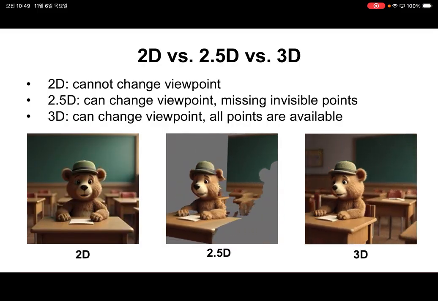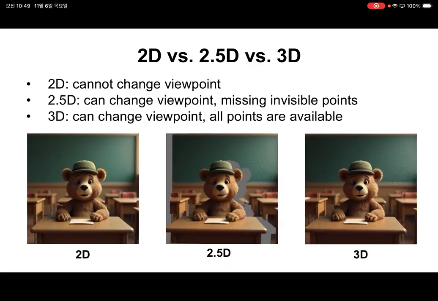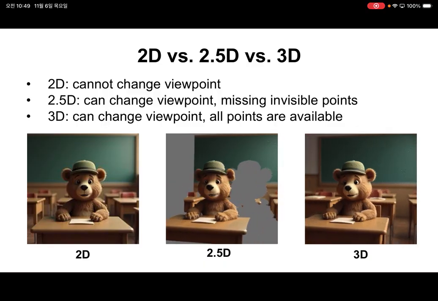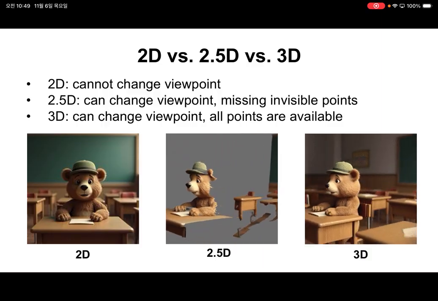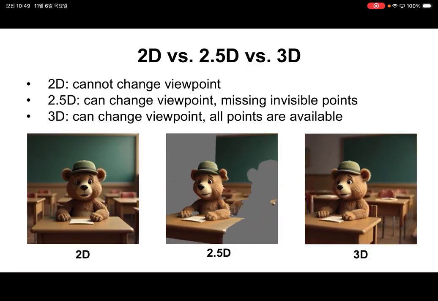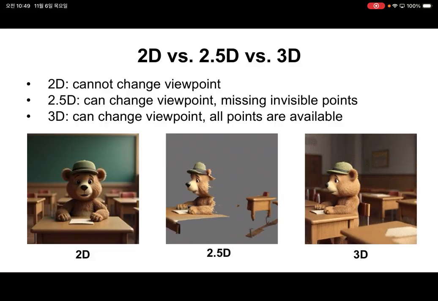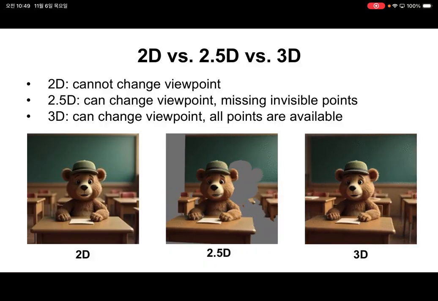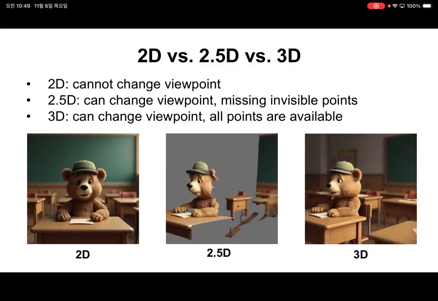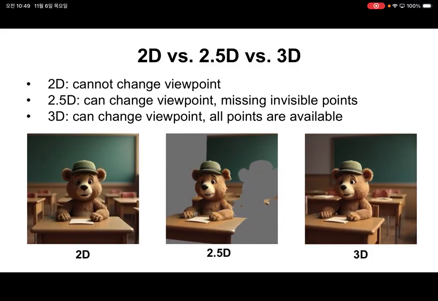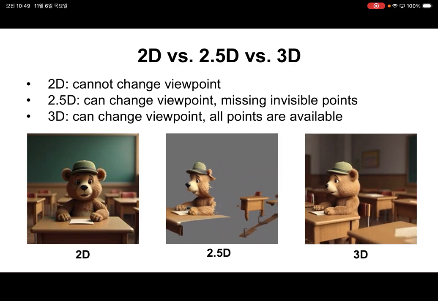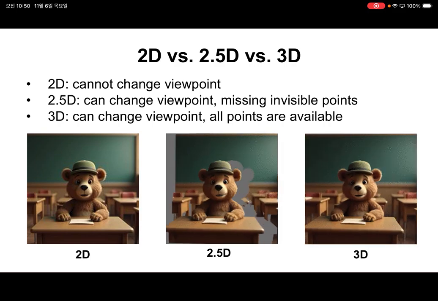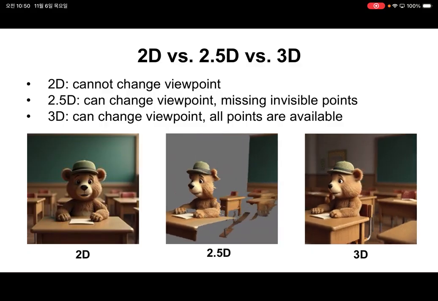So this shows a comparison between 2D, 2.5D, and 3D. In 2D, we cannot change viewpoint. 2D is just a simple single image. It only has X and Y axes. To change viewpoint, we need the Z axis, right? We need to lift them to 3D space, then set another camera and render to a different viewpoint. That is what we learned so far, right? We assume some perspective projection, lift using camera parameters, and then project to image space. So 2D cannot change viewpoint.